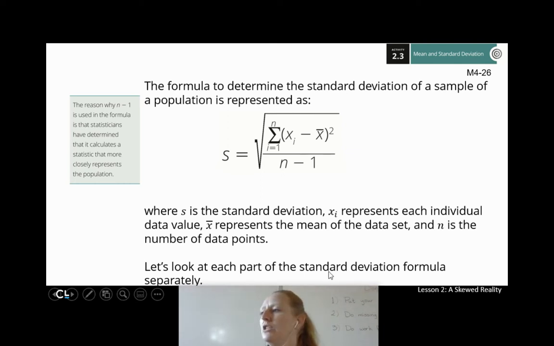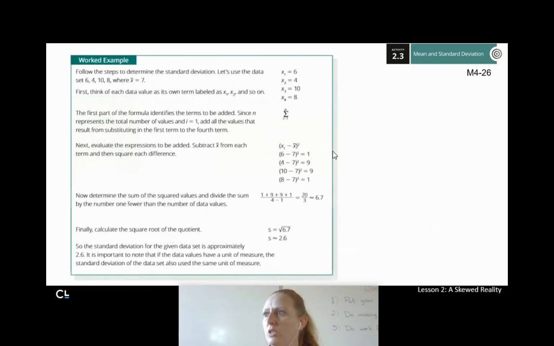So we're going to look at each part of this separately, okay? So it'll create a little less panic. And let me show you how this works. So let's say I have a data set here.